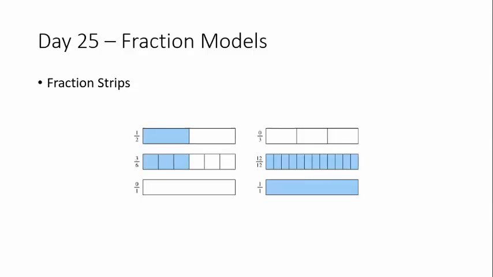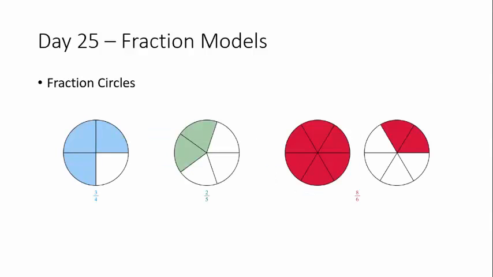Another model is with fraction strips. With this type of model, you have a long, narrow rectangle. The rectangle is the unit, and then the rectangle is divided into equal parts. You can see how the rectangle has been divided to display several different fractions here. Another type of model is with fraction circles. The circle is the unit. The circle is divided into equal parts, and then we color some of those parts.